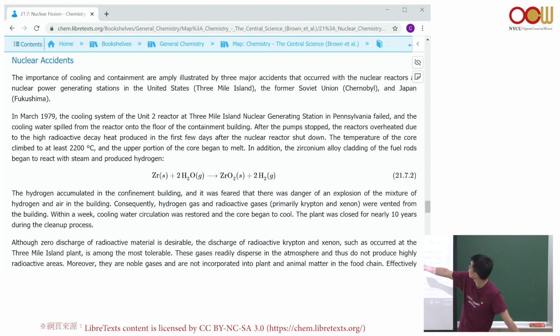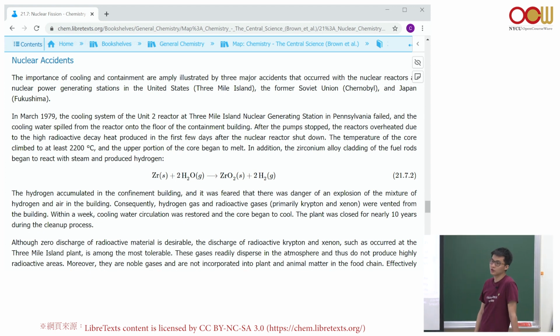Noting that once it went wrong, the internal temperature can be very high, right? And at very, very high temperature, a lot of bad things could happen, right? Then you generate hydrogen, and eventually it exploded. There's nothing you can do. You just have to wait for that thermal energy to be released before you can start cleaning up the power plant. It says it takes about 10 years for the cleanup process.